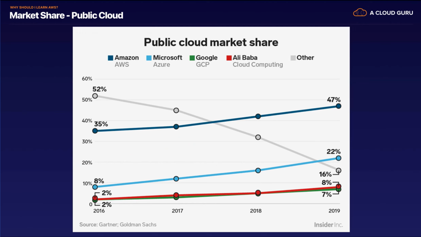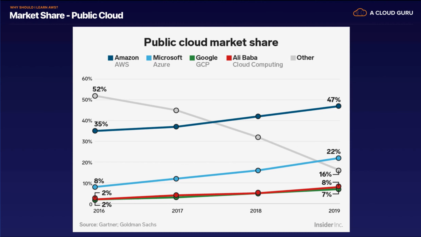And this is the public cloud as market share. Basically in 2016, Amazon had 35% of the market share, Microsoft had 8%, and then Google and Alibaba made up 2%. And you had all the other cloud providers, so this could be Colo, this could be people like Rackspace, etc., at 52%. And then, as you can see, as we go towards 2019, the other providers are dropping off. Microsoft is managing to keep pace with Amazon. Google's slowly getting there as well as Alibaba, but Amazon are the clear market leaders.